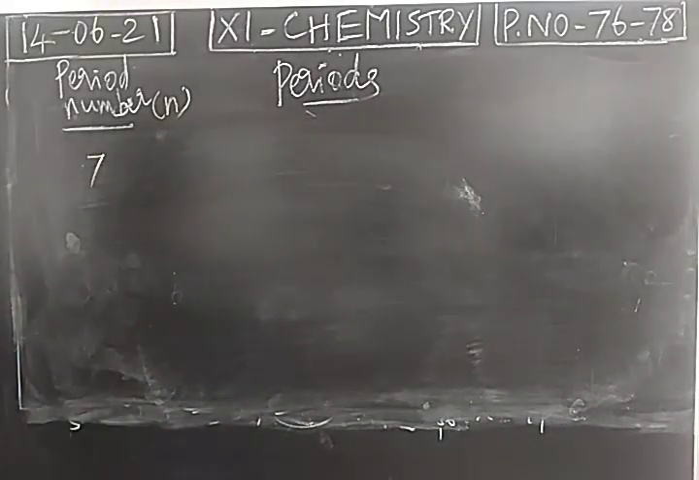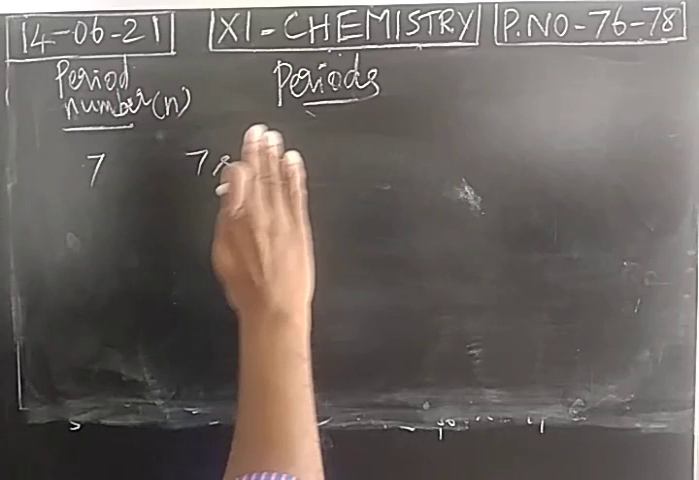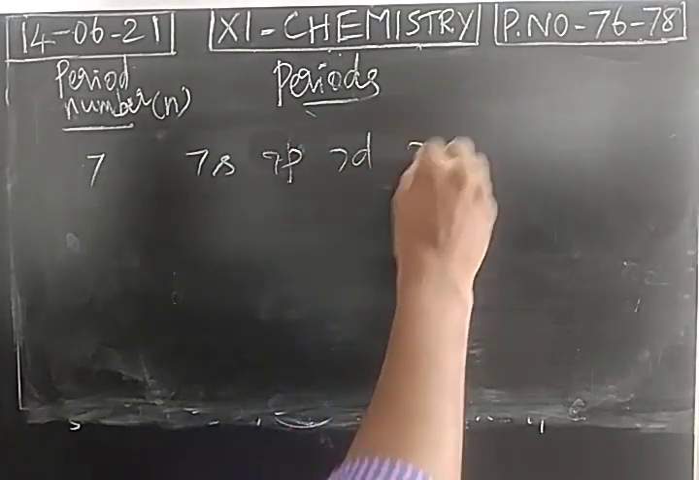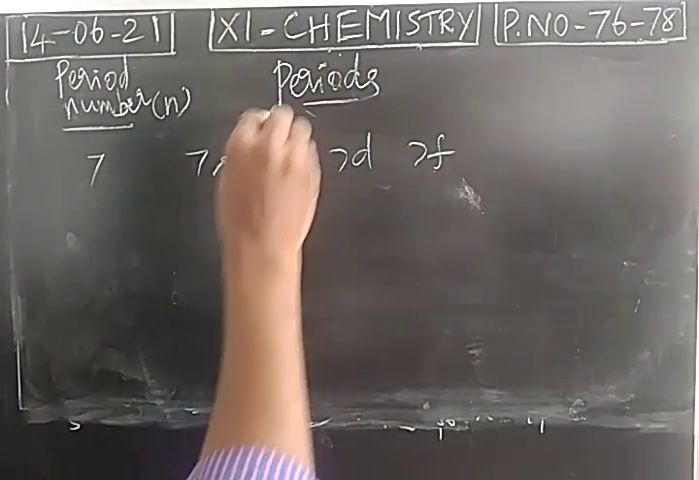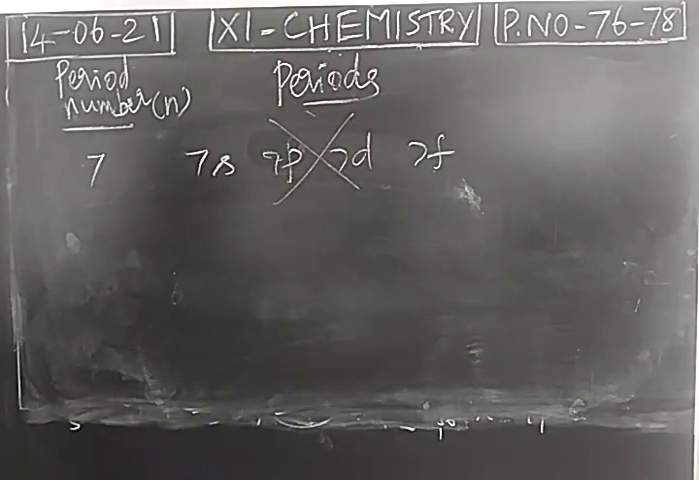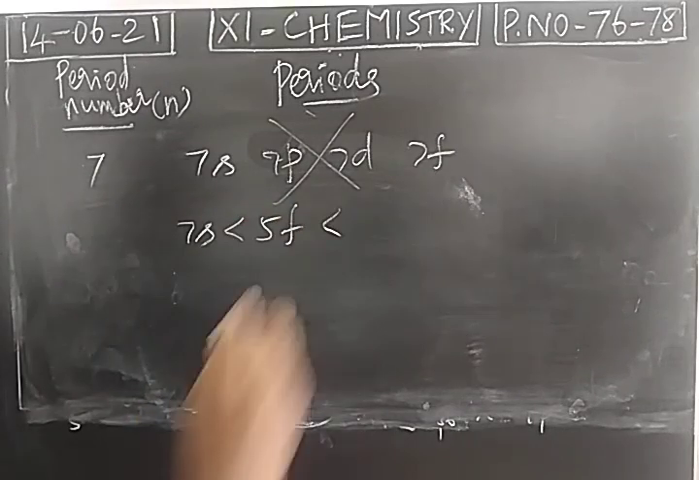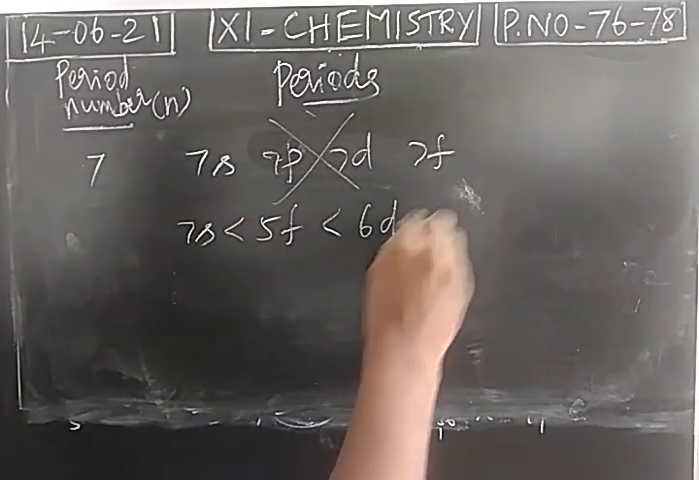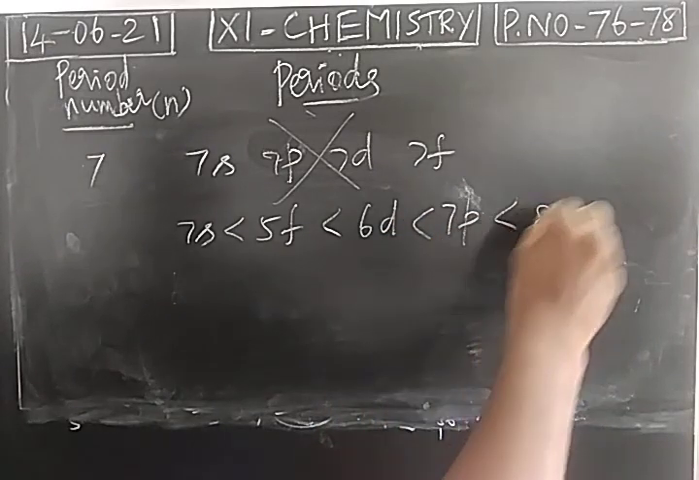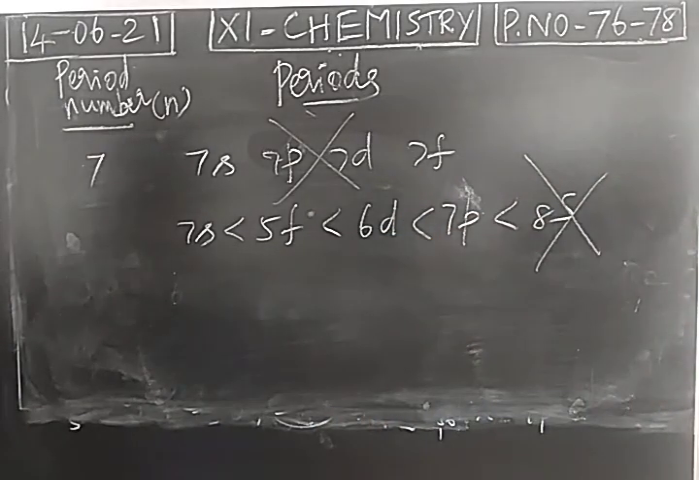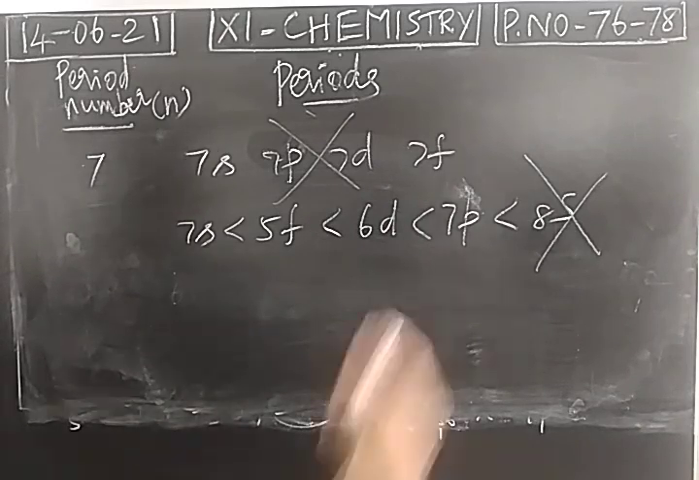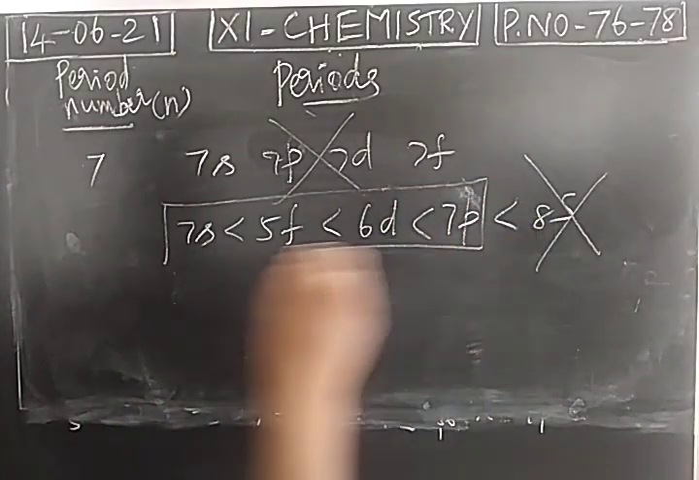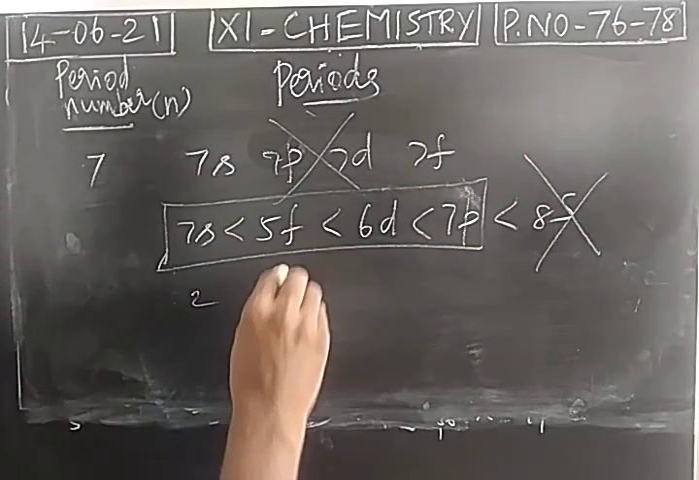Then you take principal quantum number 7, 7th shell as 7th period number. We expect these available orbitals, but what is the correct order of filling of orbitals? 7s, 5f, 6d, 7p, then 8s. So we omit this one. Next period number or next principal quantum number, we omit this. So these are all available orbitals.